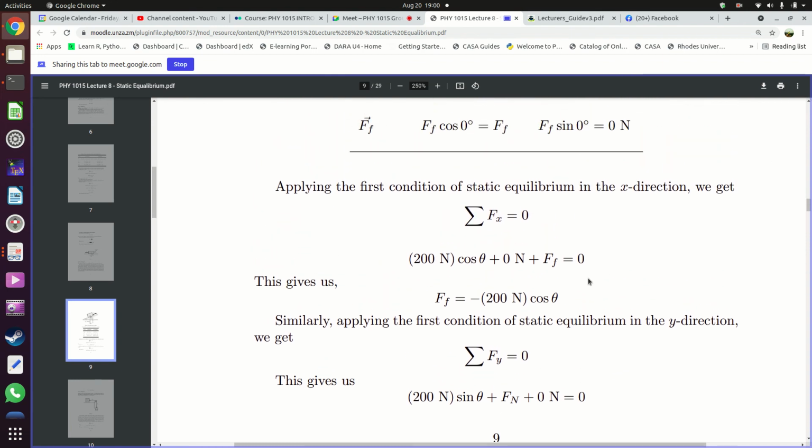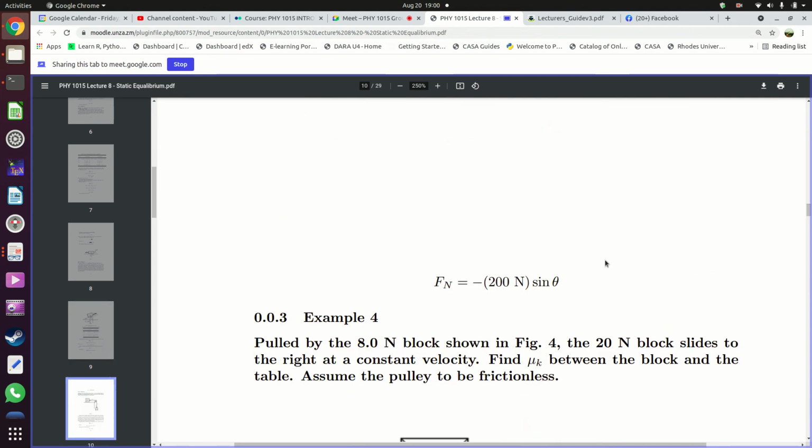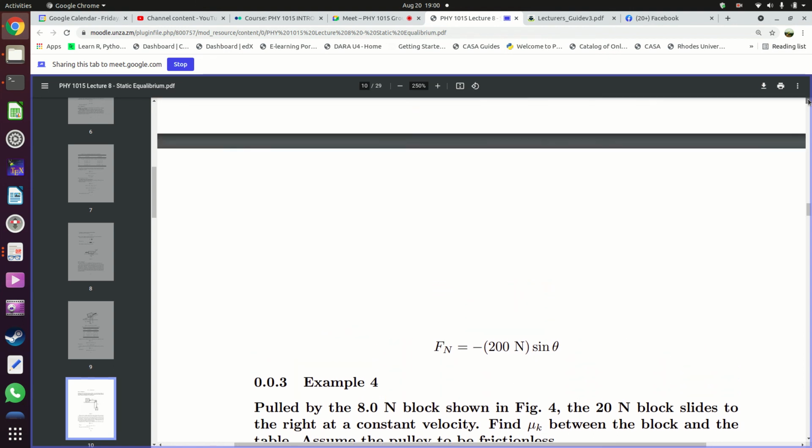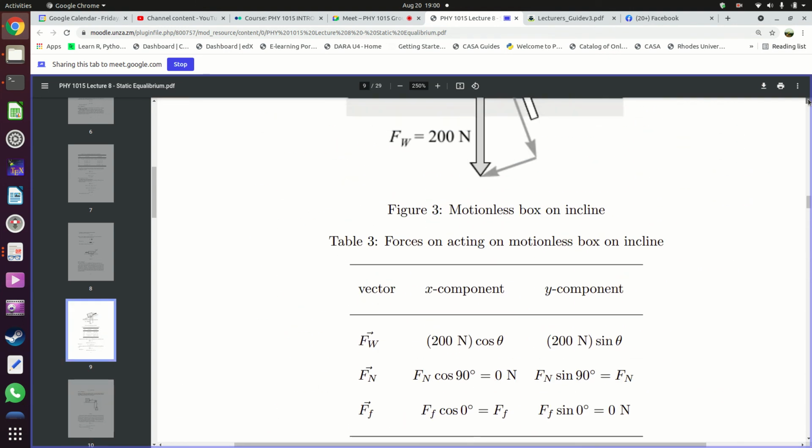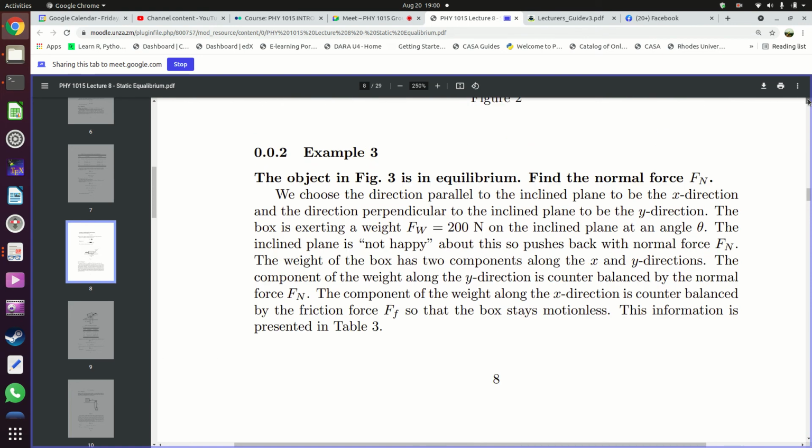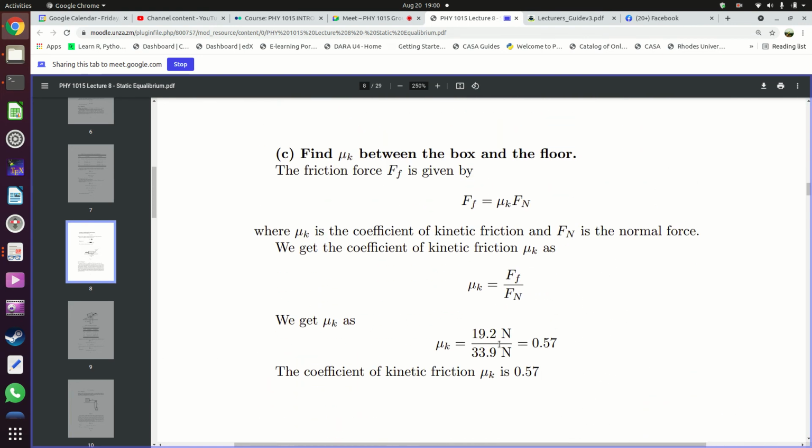Using this normal force and the friction force, you can actually find the coefficient of static friction, because the friction comes out to be 100 newtons, and the normal force is 173.2 newtons. You can use this expression which you have up in the other problem to find the coefficient of friction. So in that case, you're going to have 100 newtons divided by 173.2, and your coefficient of friction is going to be 0.575, like we have here.